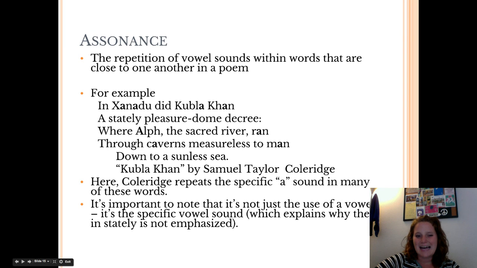That's where we get this last note, where it's important to note that it's not just the use of the vowel, it's the specific sound that that vowel makes. So this would explain why in stately, those A's are not highlighted. They are not considered part of the assonance because they're the longer A sounds.